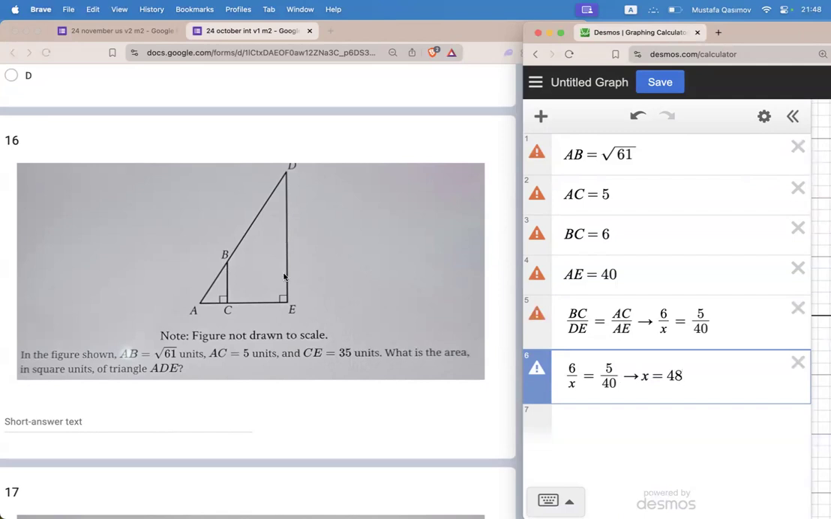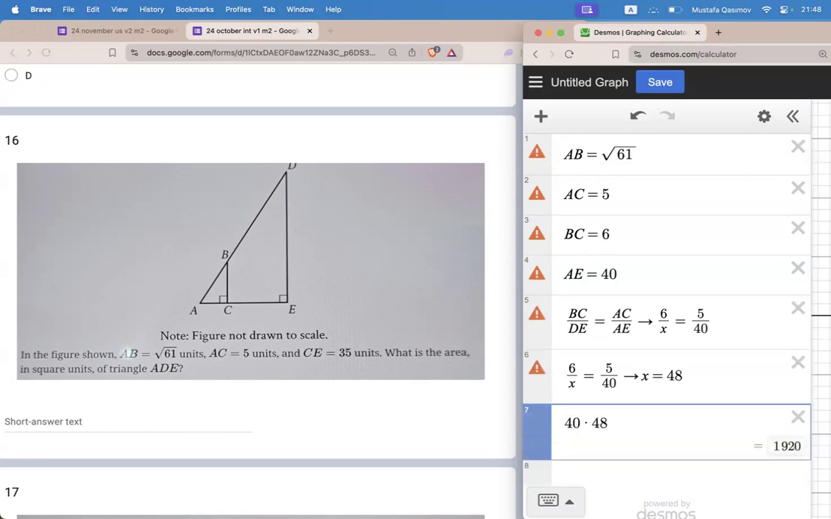Okay. So then for finding this area, 40 multiplied by 48 over 2, 960. Also, you can find the area of this triangle, then you can use similarity with area. Yes, also you can do it like this. It's also okay.